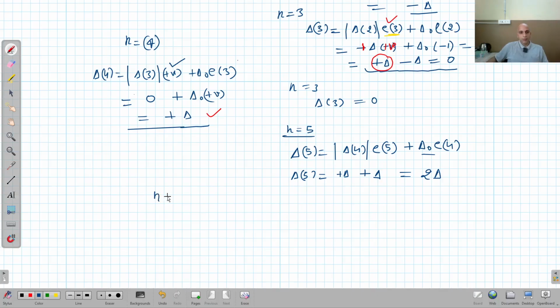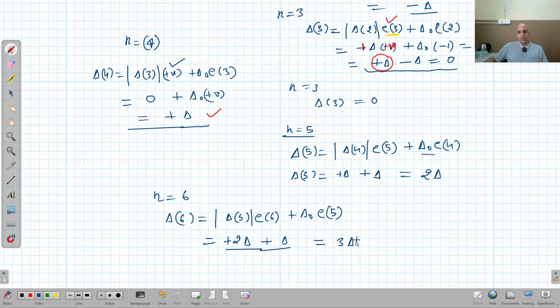So n is equal to 6. N is equal to 6 means delta 6 is equal to modulus delta n minus 1, delta 5, error signal 6. It is positive, plus delta naught into E5, right. So you can see from here delta 5 is what? 2 delta and it is positive. So it means plus 2 delta plus delta naught means delta. What was E5? It was positive. So 2 delta plus delta, it gave me 3 delta, right.